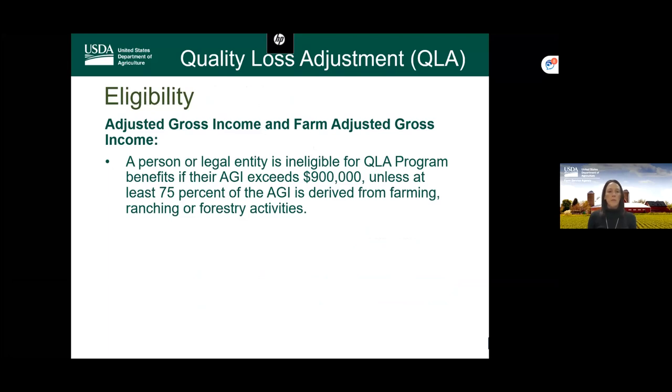Producers must also meet our adjusted gross income provisions. A person or legal entity is ineligible for QLA program benefits if their adjusted gross income exceeds $900,000, unless at least 75% of their adjusted gross income is derived from farming, ranching, or forestry activities.